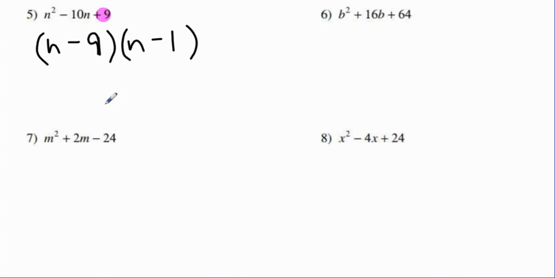I could also check this last term. A negative 9 times a negative 1 gives me a positive 9. Let's look at our next one.